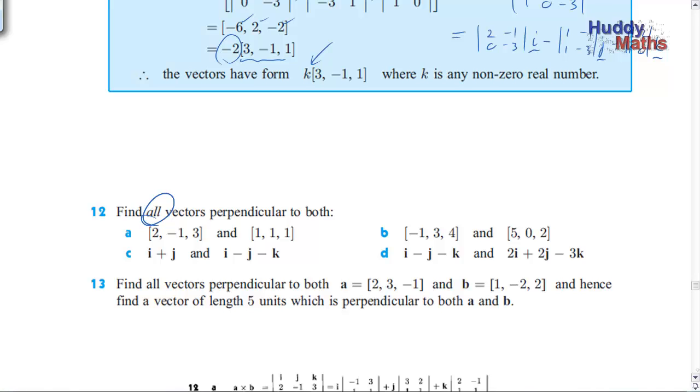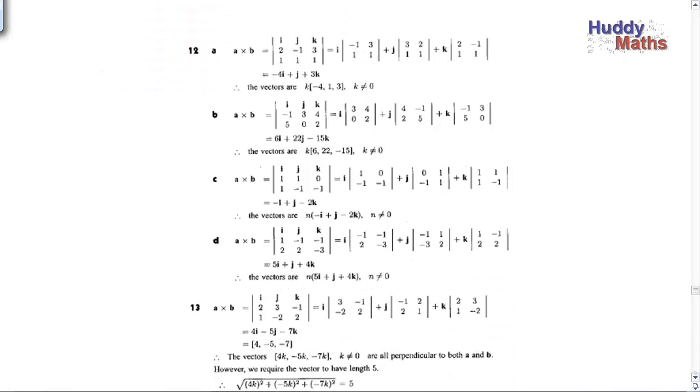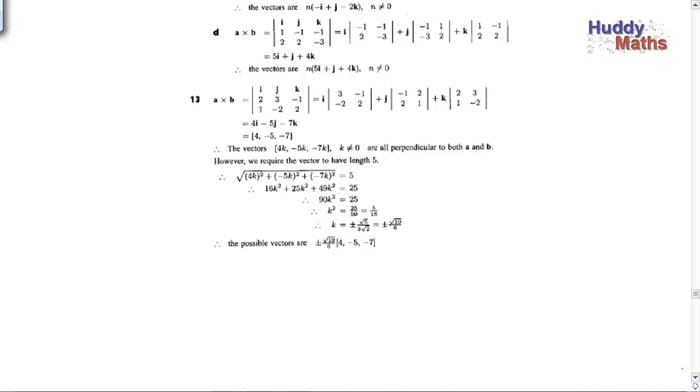I'm going to show you the answers now. There's question 12. Let's now look at 13. There's 13. Okay, important questions these. It's getting a bit heavier now.